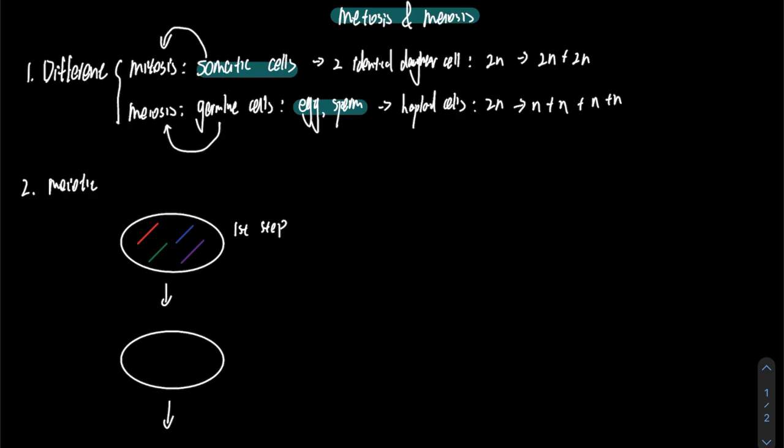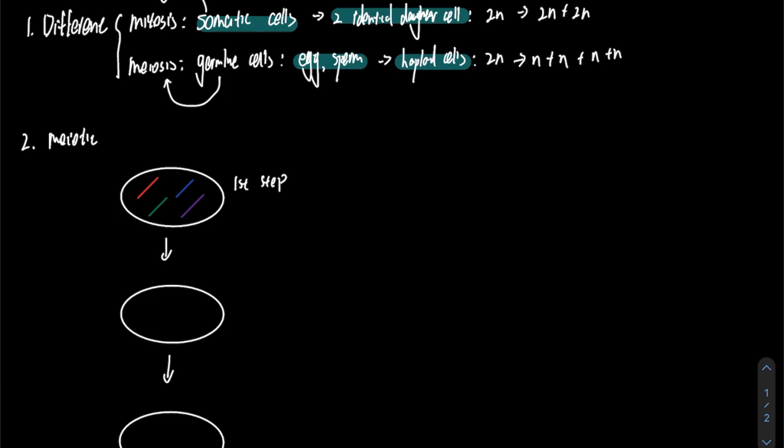So what's the difference between them? Mitosis produces identical daughter cells, and meiosis produces haploid cells. Basically, in mitosis 2n becomes 2n plus 2n, and in meiosis 2n becomes 4n, 4 small n. And in mitosis, there are several phases. The first one is interphase. Basically, it is the replication.